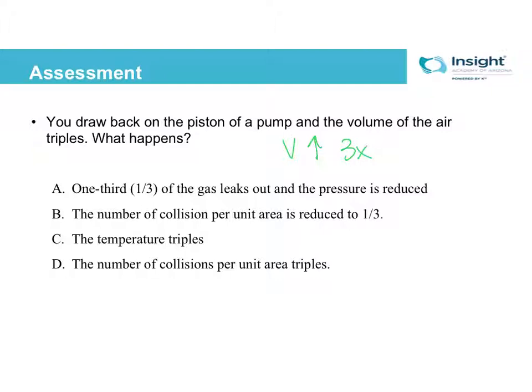So far all we know is relationships between pressure and volume, so I'm going to rule out the temperature one. Drawing back on the piston isn't going to release the gas. It's just making our volume go up. It has more space. So I can rule out this one. Number of collisions: if you remember our definition of pressure, that is number of collisions. So which one of these describes what should happen with our pressure? If our volume goes up 3 times, our pressure should go down 3 times, or be 1/3 of what it was. So the number of collisions will be reduced to 1/3.